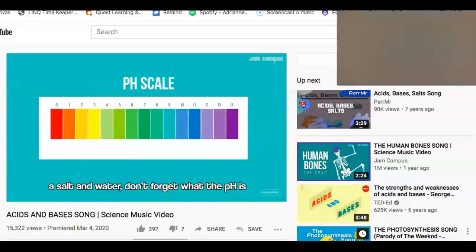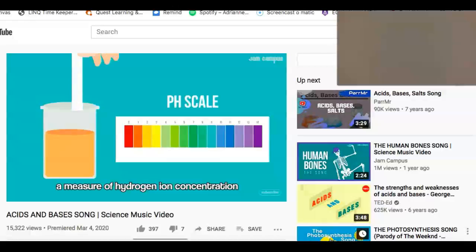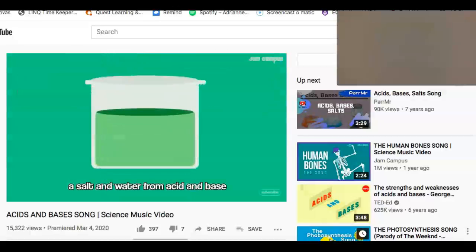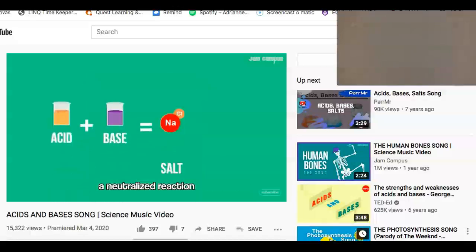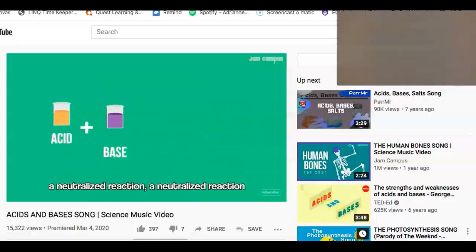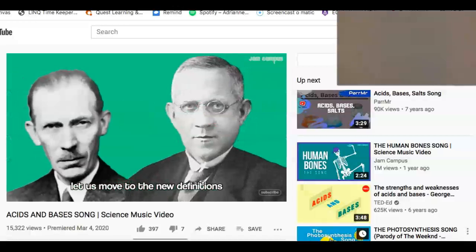Don't forget what the pH is. A measure of hydrogen ion concentration in an aqueous solution. Neutralize reactions of water from acid and base. Neutralize reaction. Let us move to the new definitions.